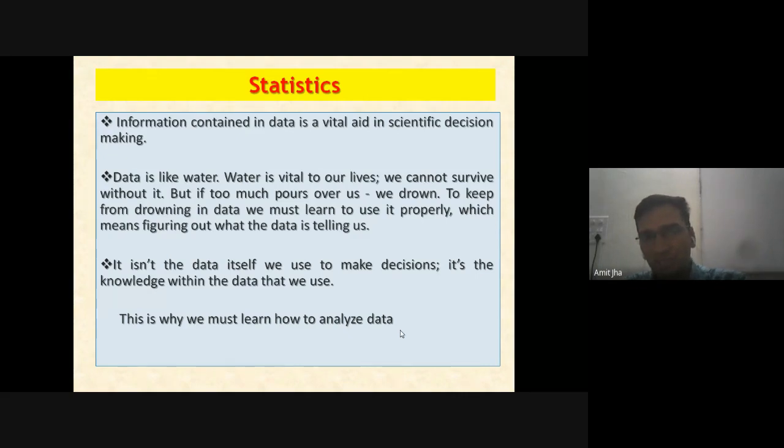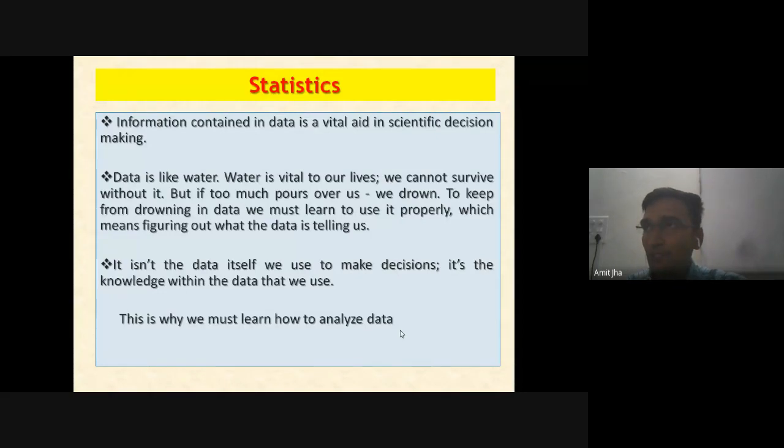The information contained in data is a vital aid in scientific decision making. We know very well that the data are there, but what the data contains in the form of information is vital, and without it we cannot have a scientific decision. Data is like water. Water is vital to our lives and we cannot survive without it, but we cannot take too much of it. If too much pours over us, we drown. So to keep from drowning, we must learn to use data properly.